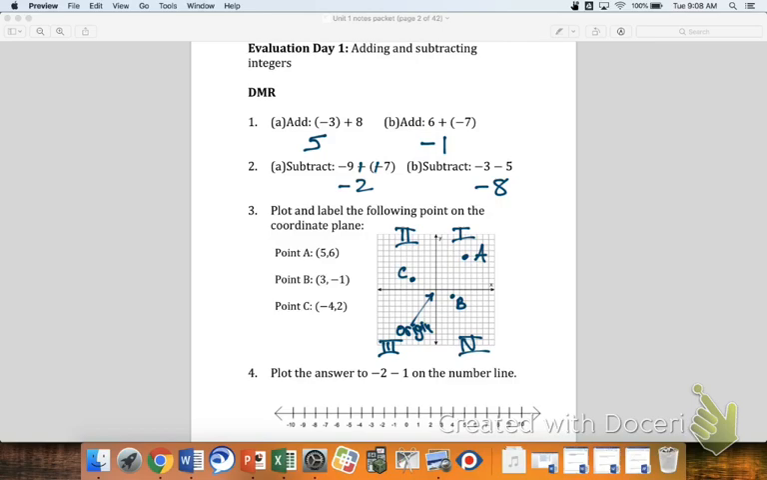Okay, cool. And then the last one here, negative 2 minus 1, we plot that on the number line. So negative 2 minus 1 is negative 3.